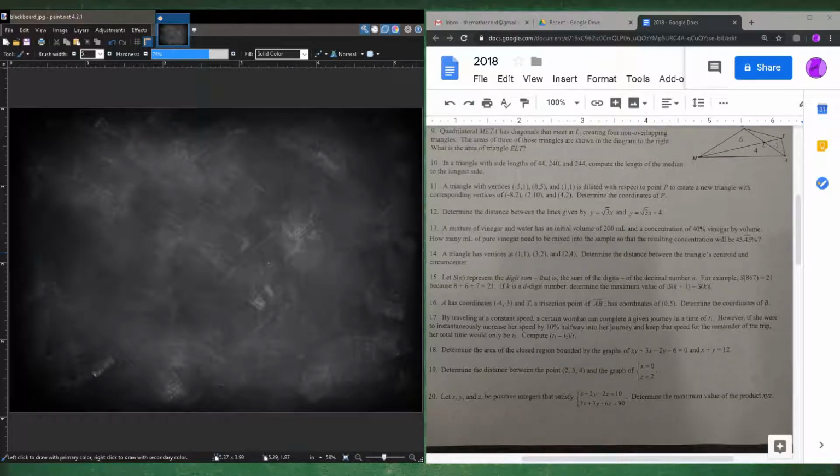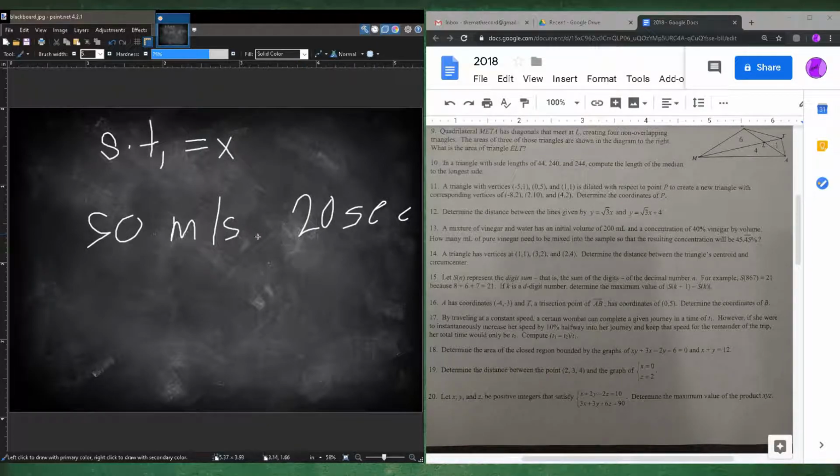So basically, she said that by traveling at a constant speed, so her speed is constant, a certain wombat can complete a journey in time t1. So let's say her speed is s, right? So her speed is s, then basically her distance traveled is s times t1, which is equal to x. Because if she was traveling like 50 meters per second, and it takes her like 20 seconds, then 50 meters per second times 20 seconds is like 1,000 meters. So that's how you calculate it. So that's true.